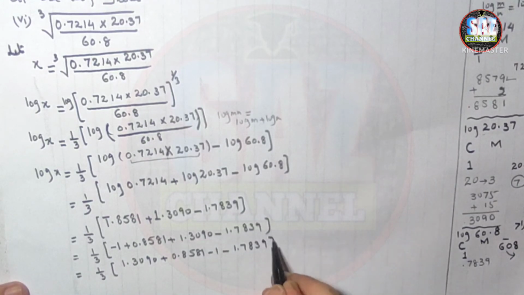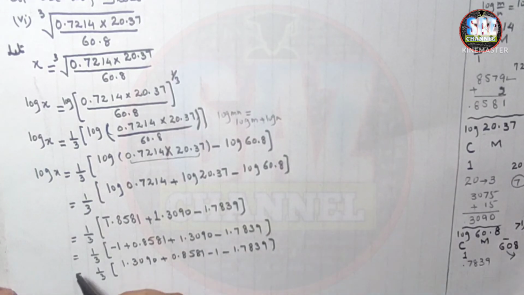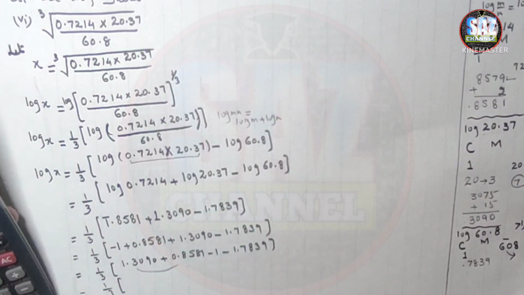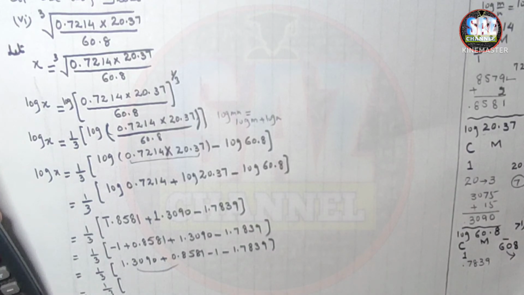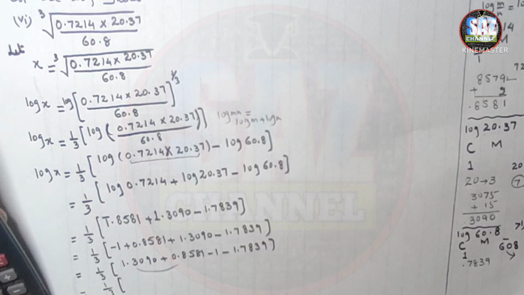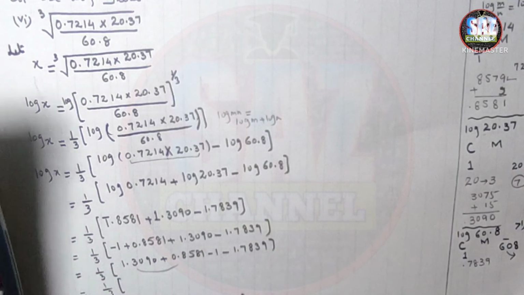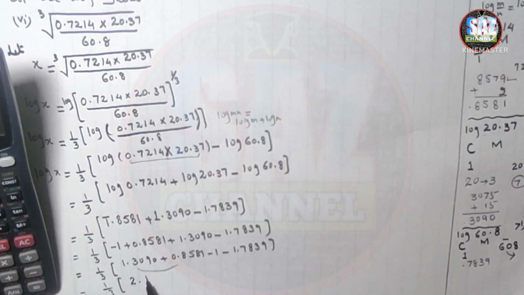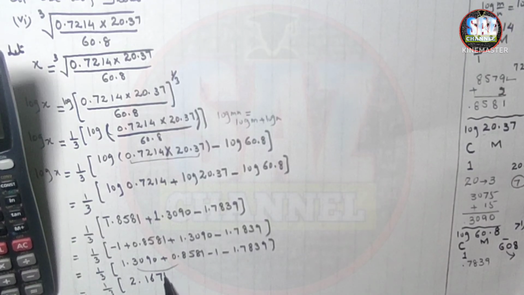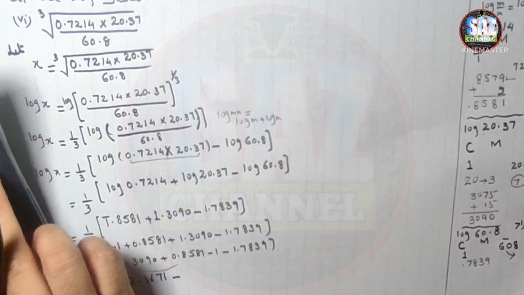Bring some symmetry in your working. So let me hold the calculator, and first I'm adding up these two positive values carefully. 1.3090 plus 0.8581 gives me 2.1671. Now let me add up these two negative numbers.